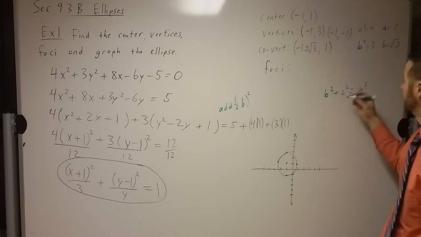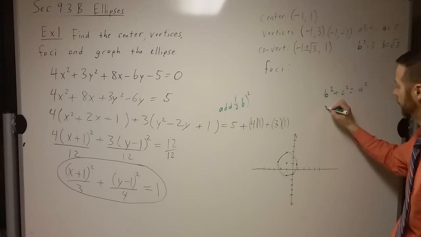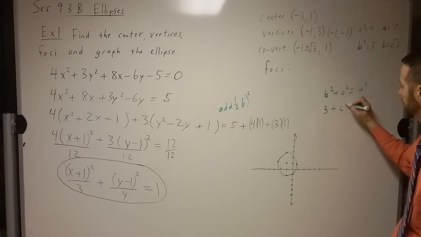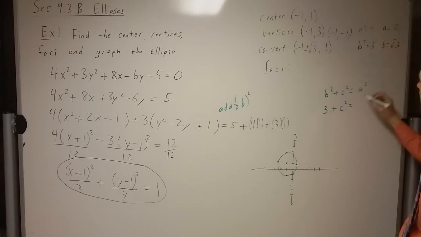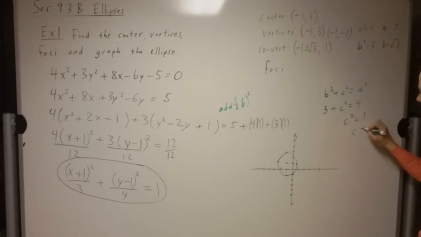So b squared is, and I'm just going to go ahead and do this. Do you notice we have a squared and b squared here? b was the square root of 3, but b squared was just 3. So I have 3 plus c squared equals a squared. a squared is 4. And so subtracting the 3 to the other side, I get c squared is 1, which means c is the square root of 1, which is still 1.